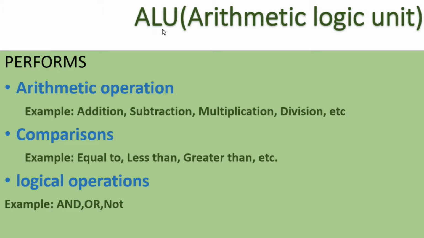First part is ALU, arithmetic logic unit. It performs arithmetic operations, comparisons and logical operations. Examples of arithmetic operations: addition, subtraction, multiplication, division, etc. Examples of comparison operations: equal to, less than, greater than, etc. Examples of logical operations: AND, OR, NOT.